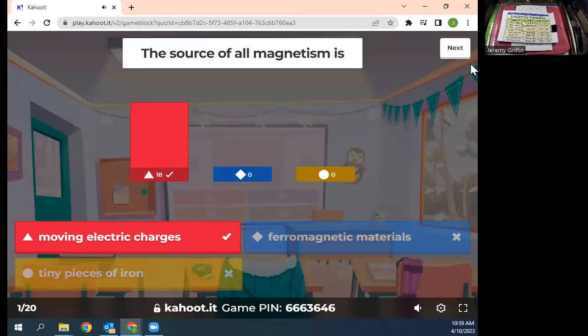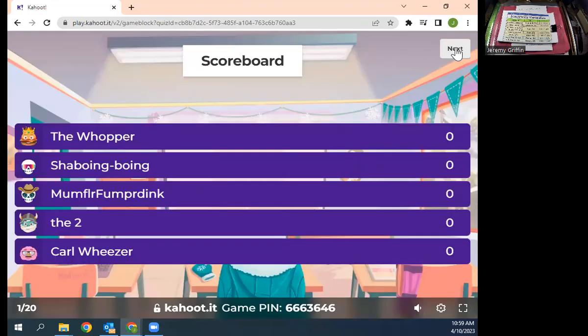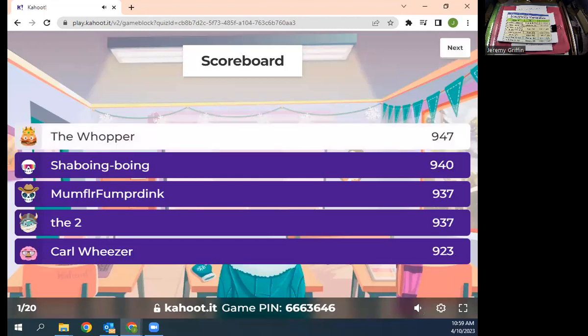Moving electric charges. There you go. Yeah. And so a moving electric charge will create a magnetic field. Right. Ooh, I actually do want to show you guys real fast.